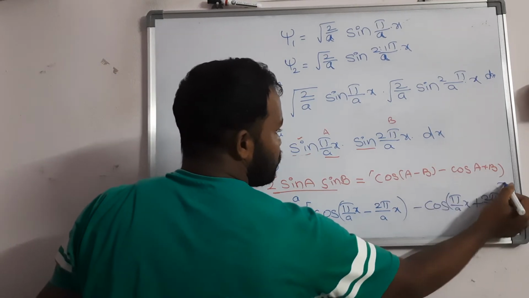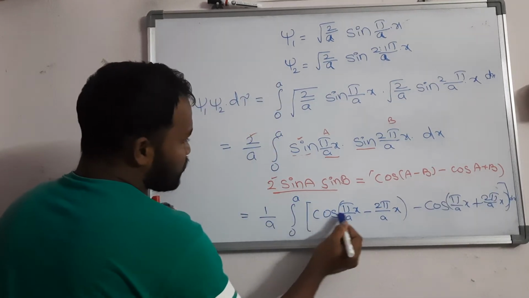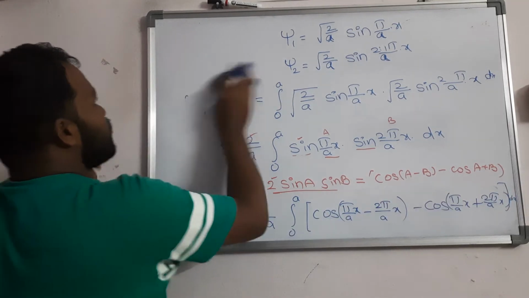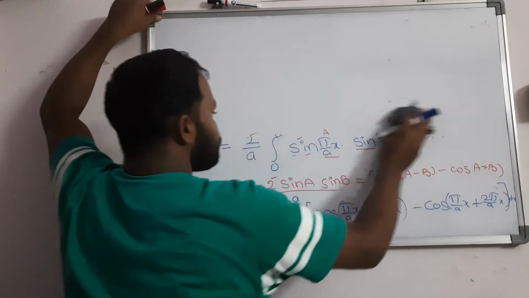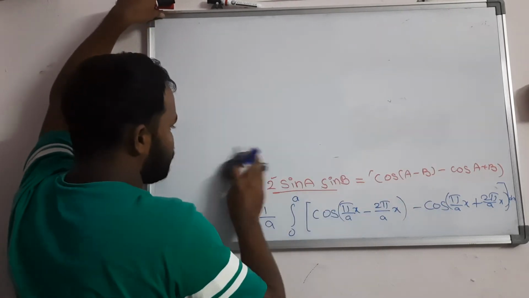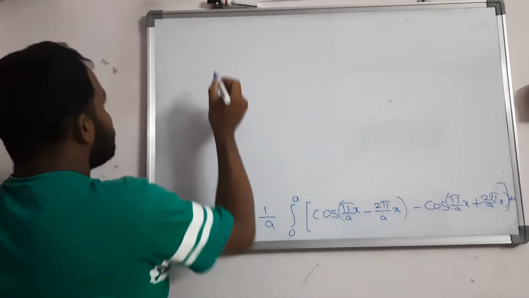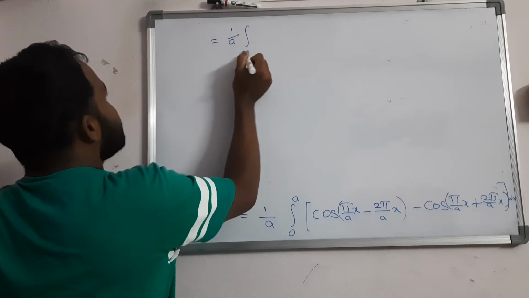This value into dx you should write. Now cos of a minus b minus cos of a plus b. Now you should write step by step, then you will get it, it is very easy. If you start, I am going to write 1 by a as it is, 0 to a as it is.